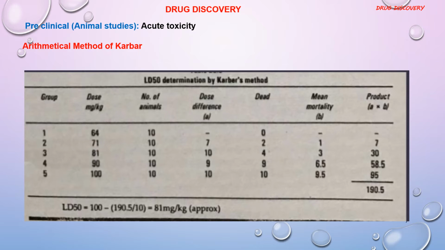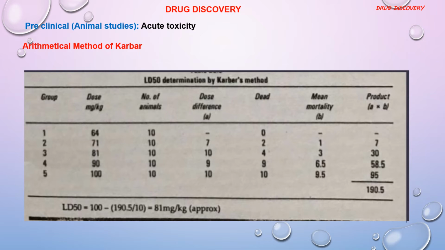In the fourth column, the dose difference is calculated, which is represented as letter A. That is, the second row, 71 minus 64, the dose difference is 7. 81 minus 71, the dose difference is 10, and followed by 9 and 10.